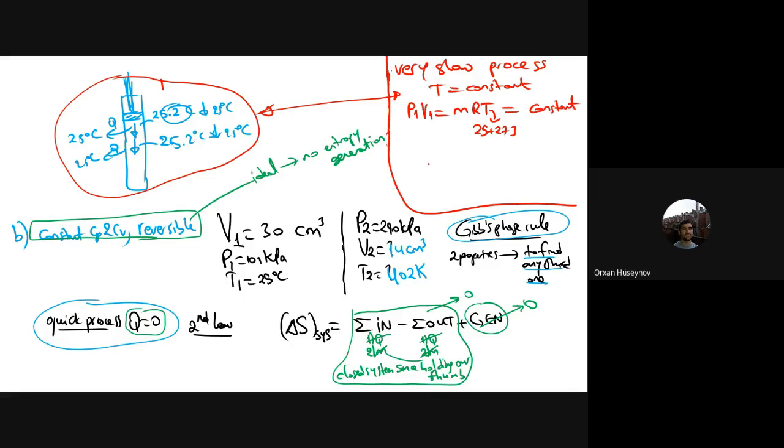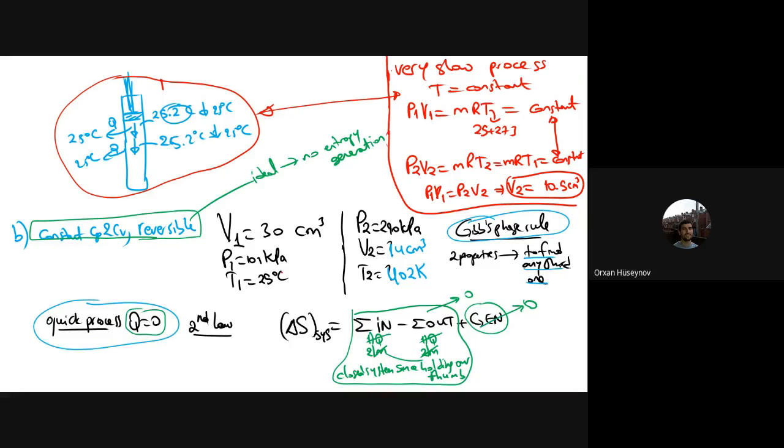If I do this similarly, for example, P2 V2 will be equal to mRT2. Since T2 is the same as T1, it will be mRT1, and it will again be constant, the same constant here. So P1 V1 will be equal to P2 V2. And from here, solving that equation, you will find that V2 is 10.5 centimeters cubed. So this is the second case.